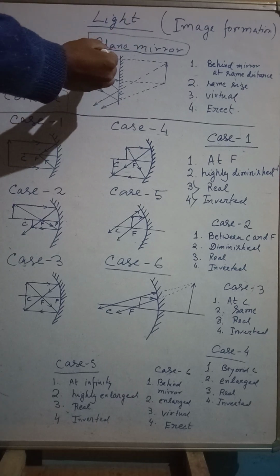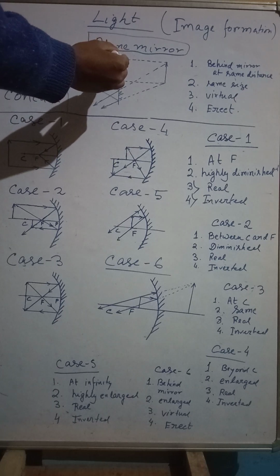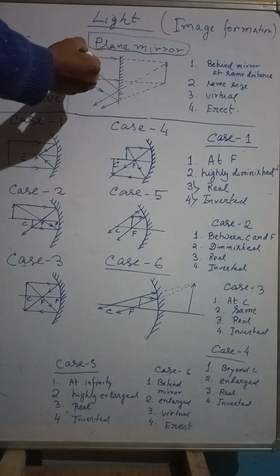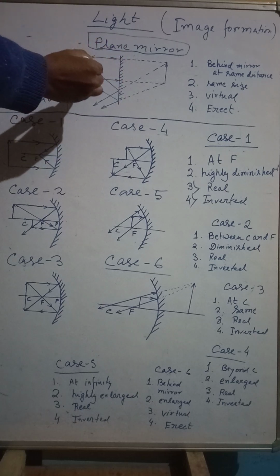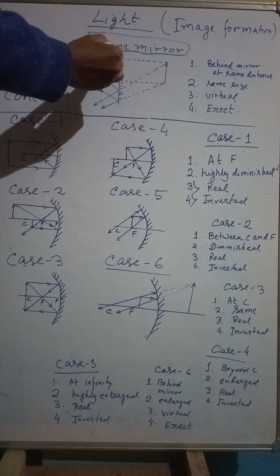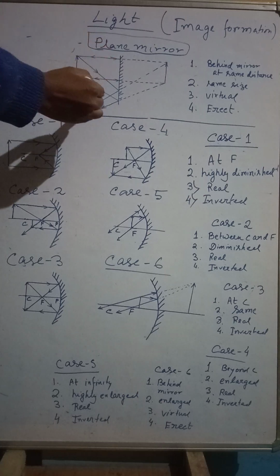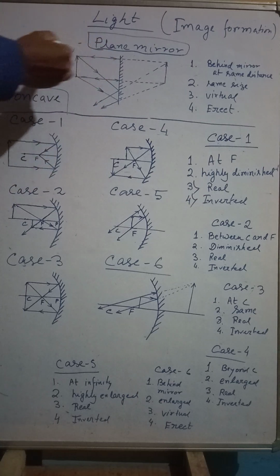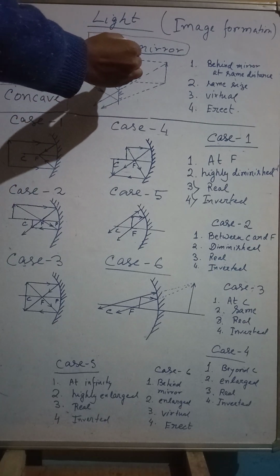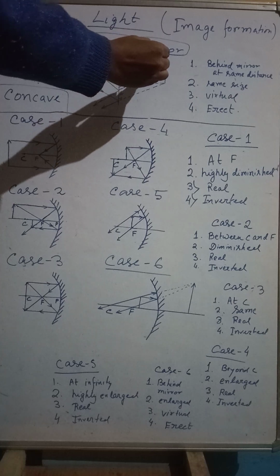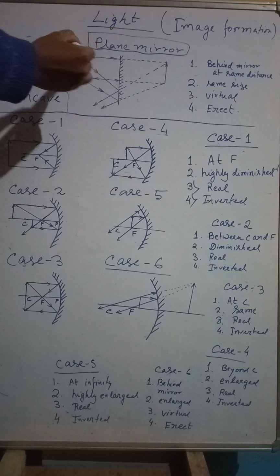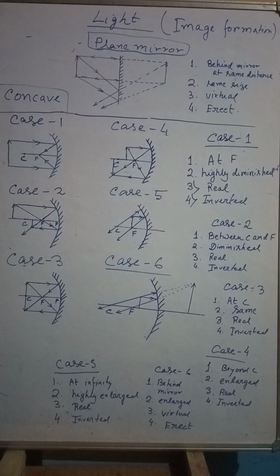Initially, this is the incident ray falling on the mirror with an angle of incidence of 0 degrees. This is the reflected ray. This is another incident ray, and this is the reflected ray. These two reflected rays are not meeting at any point; this is going in this direction, this is going in this direction. So I extend them behind the mirror, and I get this point for this point of the object.